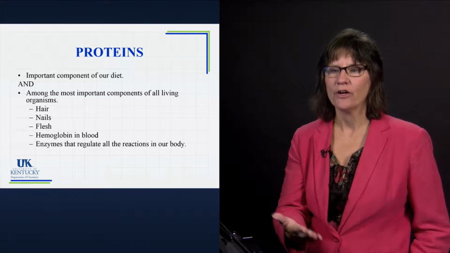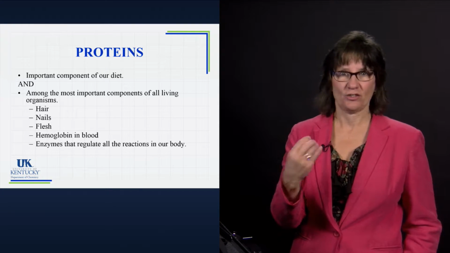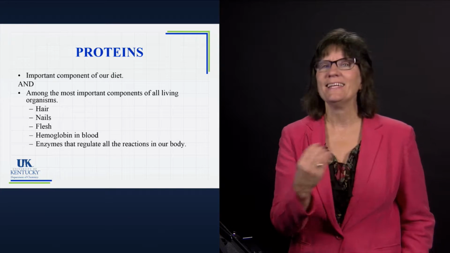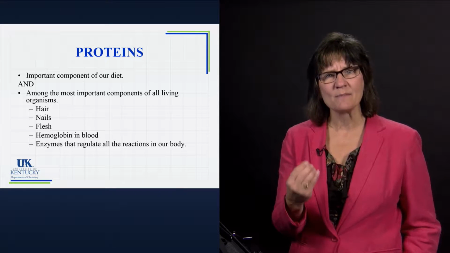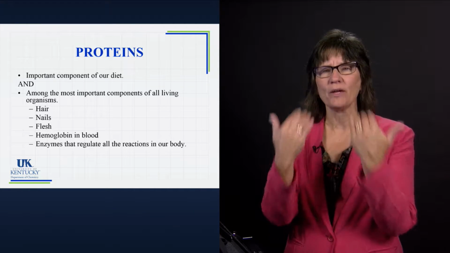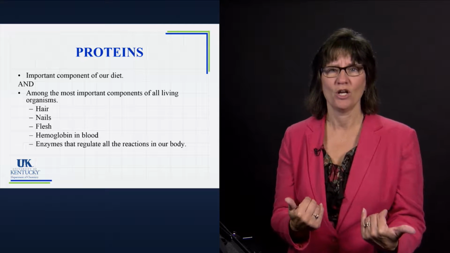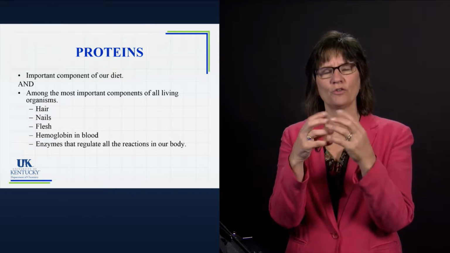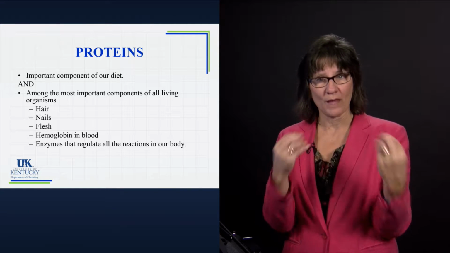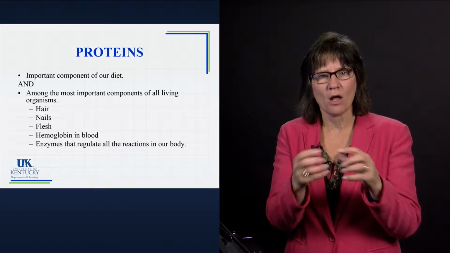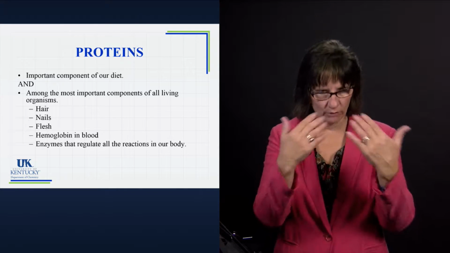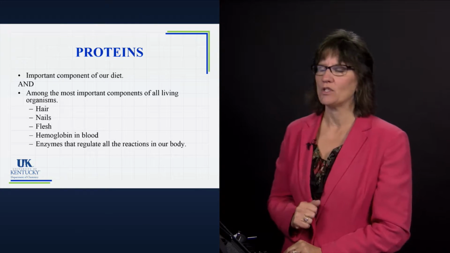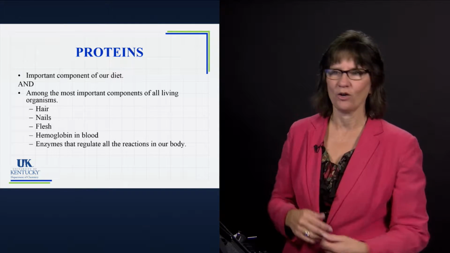So your hair, your nails, flesh, that's your muscles, okay? Hemoglobin in your blood. Enzymes are all proteins. What are enzymes? Enzymes are things that enable all the reactions that have to take place in our bodies to occur. So no reaction happens without an enzyme getting involved to help break down molecules that we eat and then reconstruct those molecules together to build what we are. Okay, so enzymes are a protein. Enzymes, which are a protein, are used to make the protein of your hair and your nails.